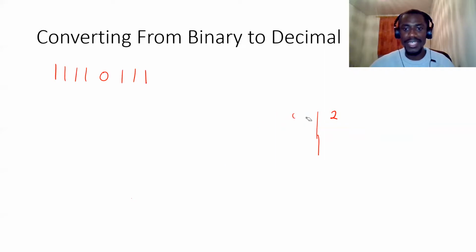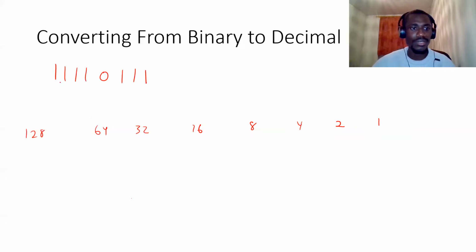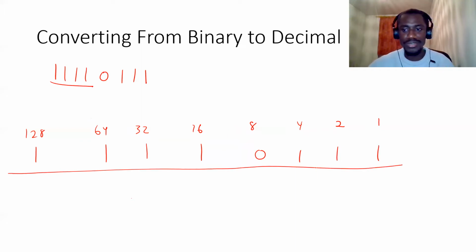Okay, so we have 8 numbers. We're going to bring them down. So how do we do that? We have 1, 2, 4, 8, 16, 32, 64, and 128. So bringing this number down, we have 1, 2, 3, 4 for this 4, and then the last 4, 0, 1, 1, 1.